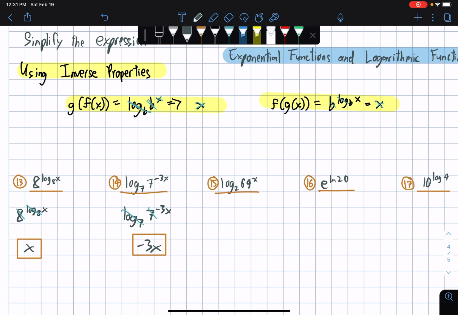Okay, for number 15, let's just copy it. Log sub 2 of 64 raised to x. 64 can be simplified or rewritten as 2 raised to 6. So basically, we could rewrite the expression as 2 raised to 6x for 64 raised to x. And now, we could cancel. Hence, our answer is 3x. I'm sorry, 6x.